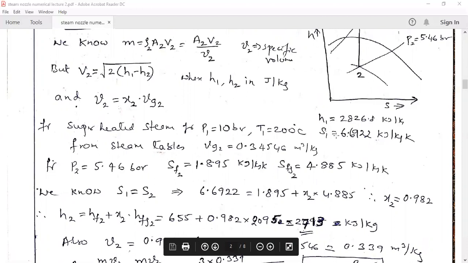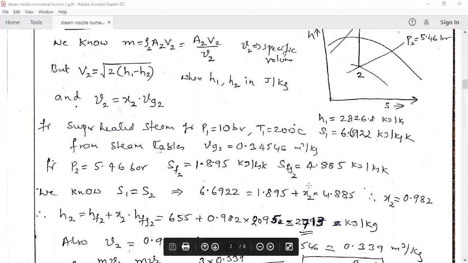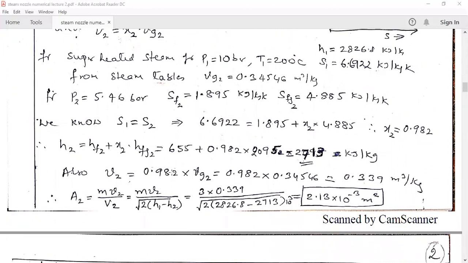So sf2 means the value at the pressure of 5.46 bar. Go to steam tables and get sf2, sfg2, hf2, hfg2 and vg2, all these values for this pressure 5.46, and substitute sf2 and sfg2 to get the value of x2. So x2, the dryness fraction at 2, is 0.982. Then substitute to get the value of h2. H2 is equal to hf2 plus x2 into hfg2, and you will get 2713 kilojoules per kg. Then for specific volume, multiply by the dryness fraction and you get the specific volume.